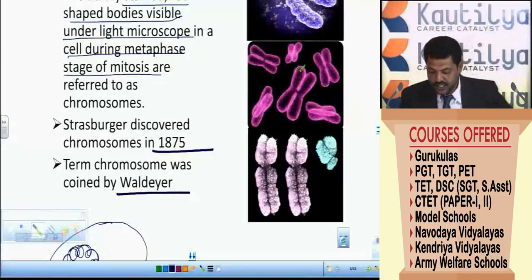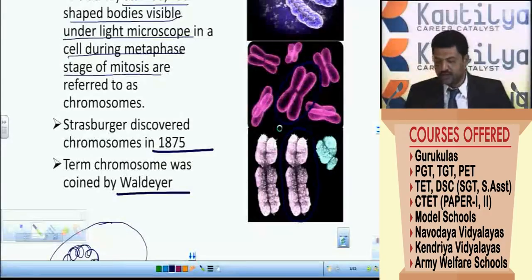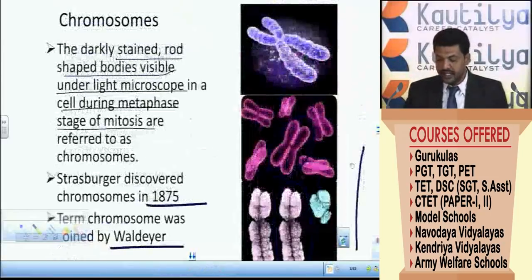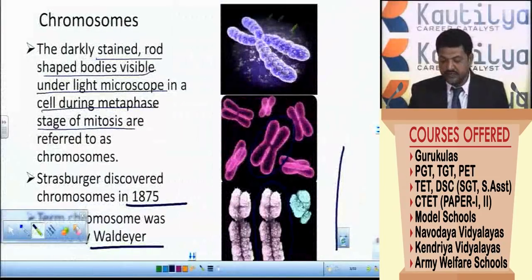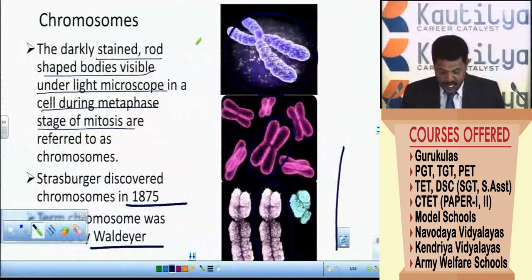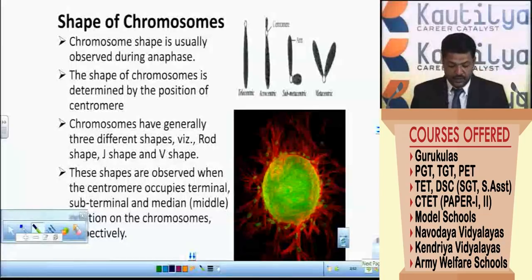Here you can see the rod-shaped structures. This is an original electron microscopic image of an exposed chromosome. These are the chromosomes that are clearly visible under the microscope during the division phase. Inside these chromosomes you can also see the DNA. Now let us see the next slide, the shape of the chromosomes.